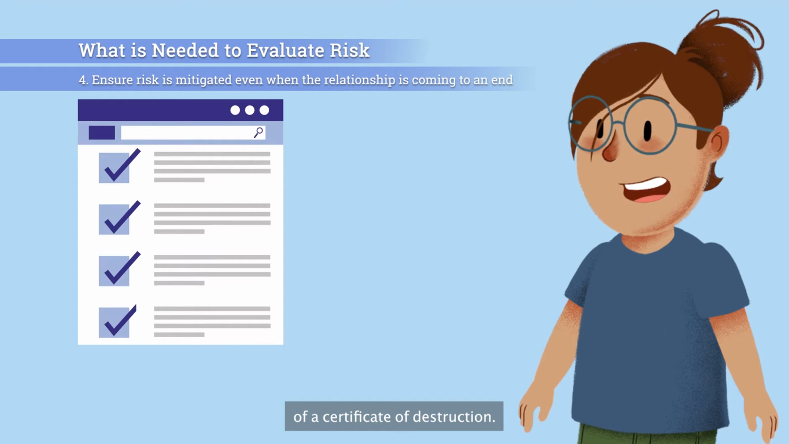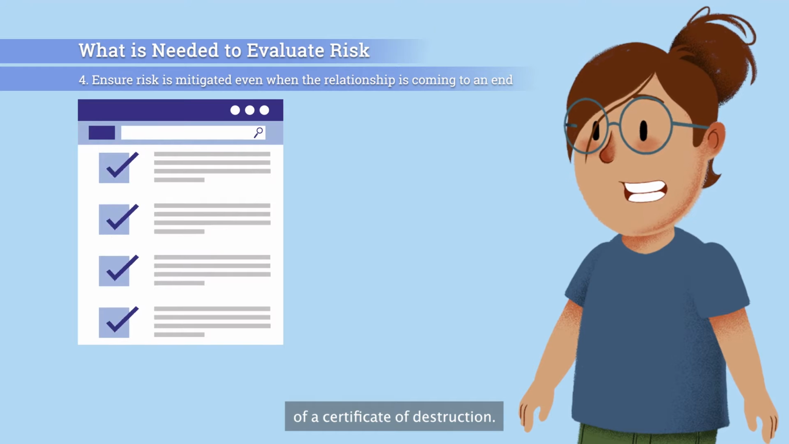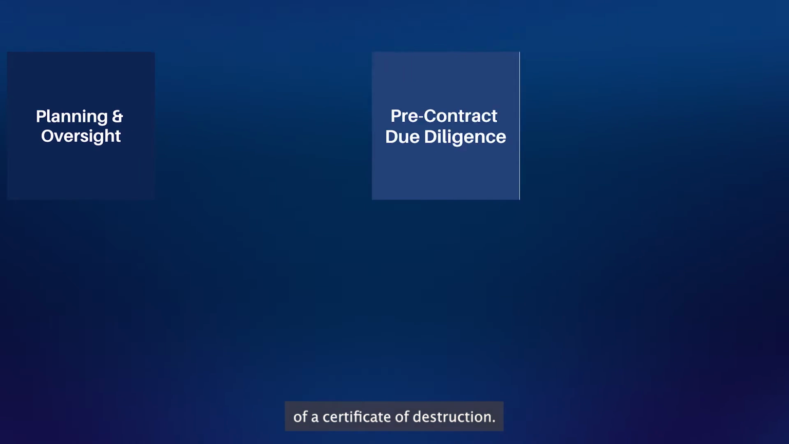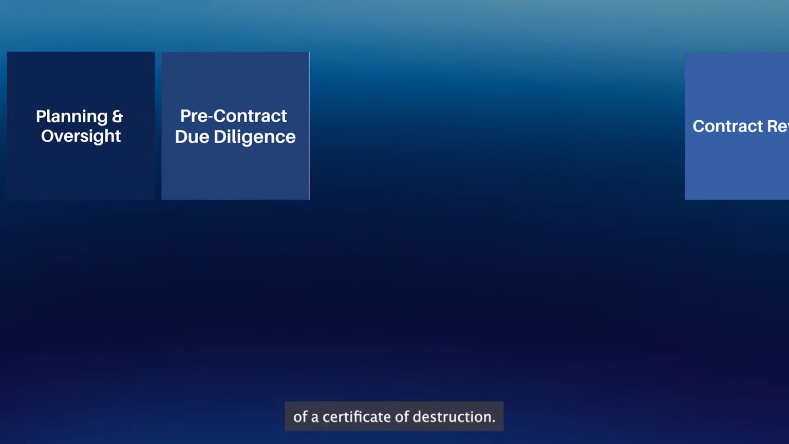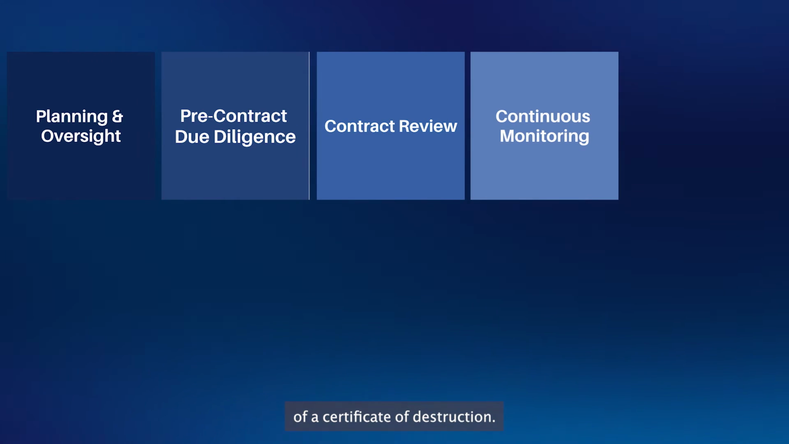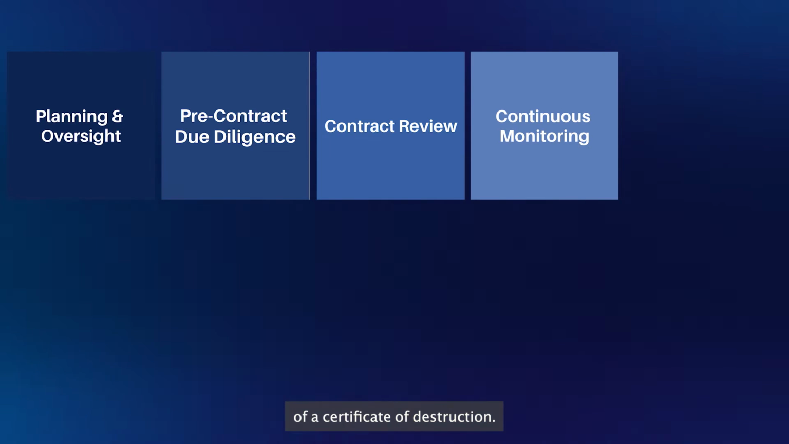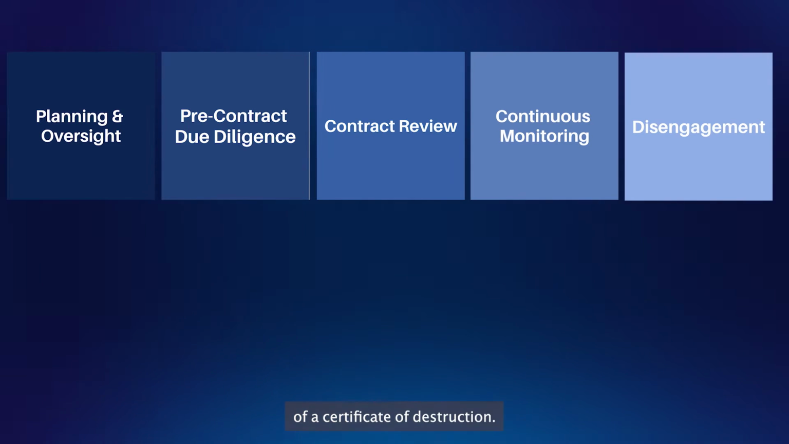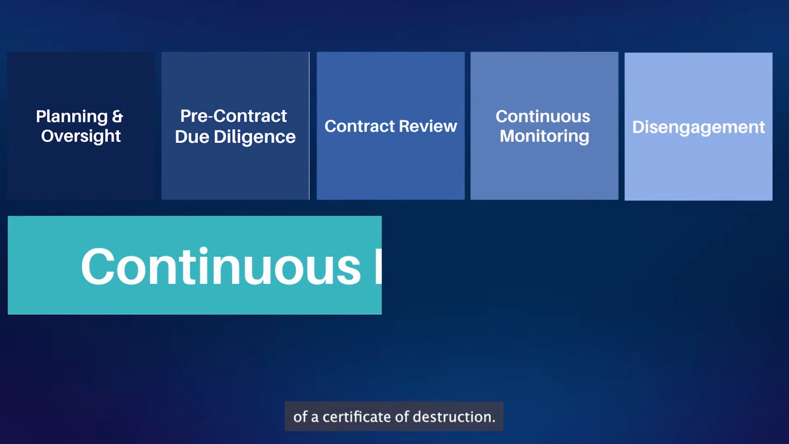These TPRM lifecycle steps can be summarized using this chart. From planning and oversight, to pre-contract due diligence, to contract review, to continuous monitoring, and finally to disengagement, all of which are encompassed by and in support of continuous improvement.